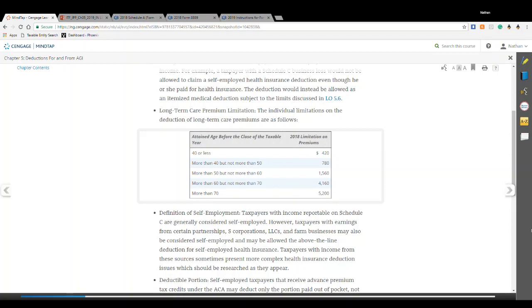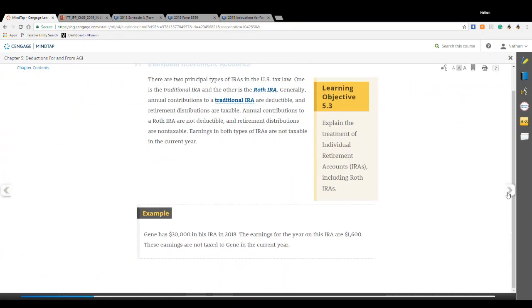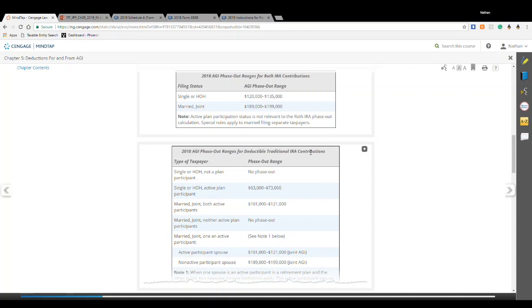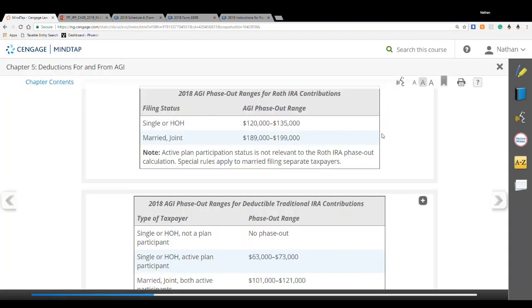Okay, so let's go find these tables real quick. None on that page. And here we go. Here's for Roths up here at the top. Oh, look, I can expand. Good. So, here it is for Roths. Right now, single or head of household phase out range is $120,000 to $135,000, while married filing joint, as you can see, is $189,000 to $199,000. Once we hit over that, there is nothing that can help. Okay. Active plan status is not relevant to Roth IRA phase out calculations.